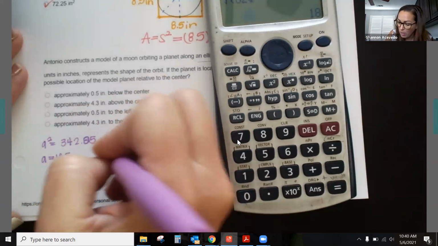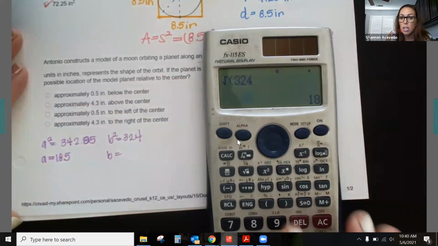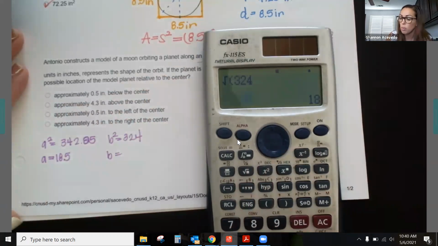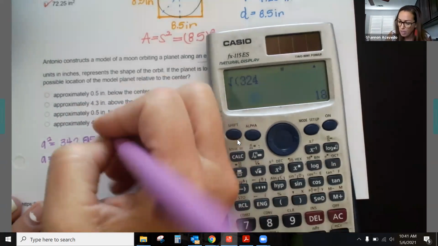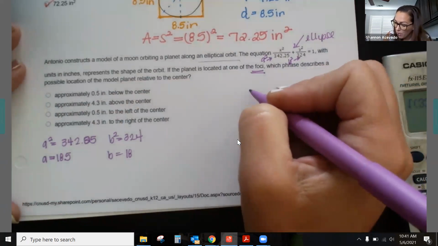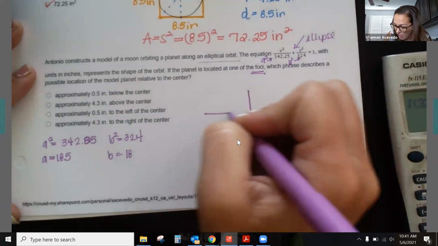Make sure you're familiar with your calculators too, because on some calculators, I would do the 324 and then my square root, and on this calculator, it's square root and then 324. So all calculators are different. So get familiar with your calculator. So again, this is going to be 18. All right, so what do we have going on here?